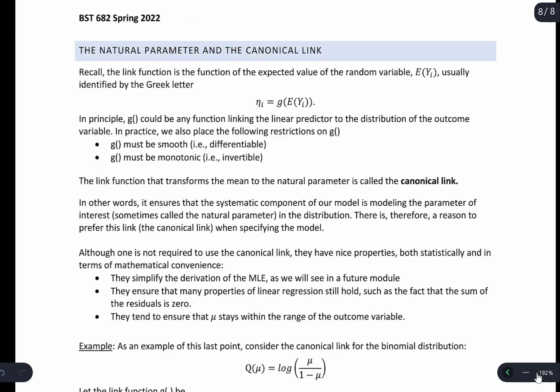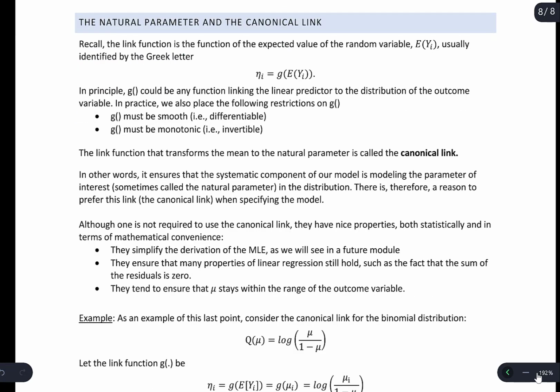All right, so now let's talk a little bit more about that natural parameter and the canonical link. I've got a section here. It says recall the link function is the function of the expected value of the random variable E of y, and it's usually identified by the Greek letter nu. So in principle, g could be anything, but it ends up that the link function that transforms the mean to the natural parameter is what we call the canonical link.